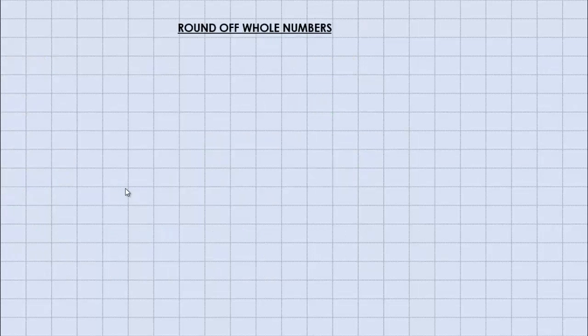Okay, welcome to the next lesson, rounding off whole numbers. We want to round off whole numbers, and what process do we follow in rounding off?